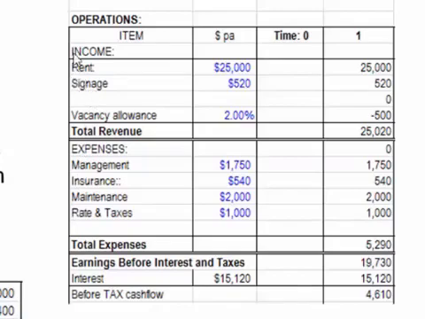And so we're going to have our income items. The first income item is the rent. That's the most important one. So we're going to say there's $25,000 per year coming in.